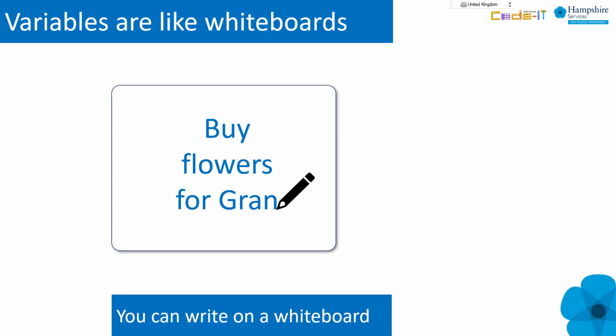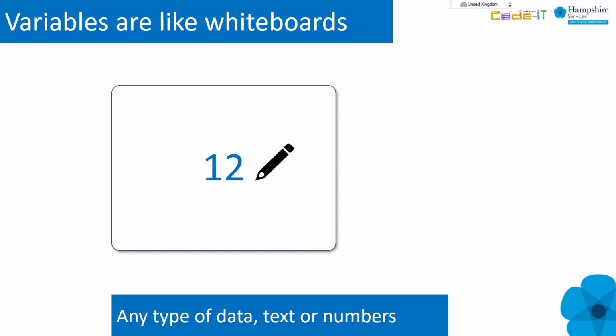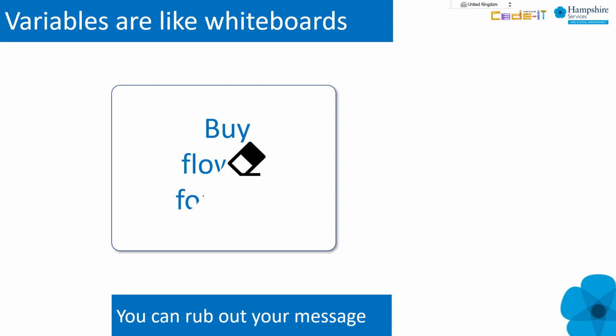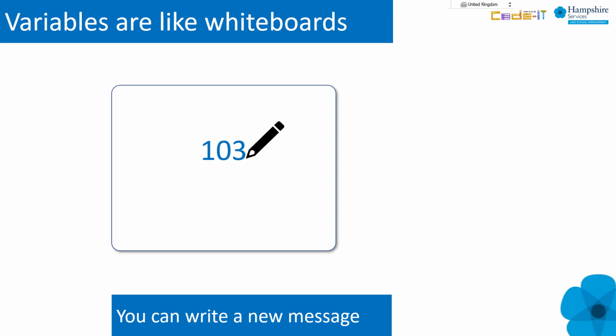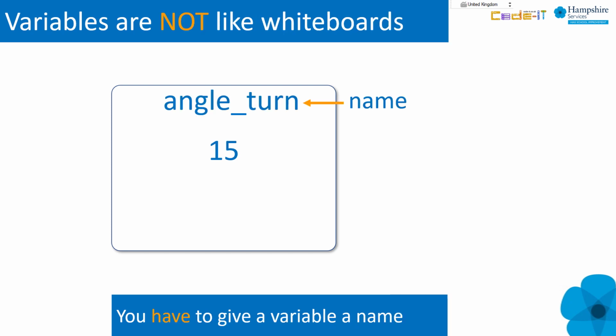The most useful variable analogy is that of a whiteboard. You can write data onto a whiteboard. It can be any type of data, number, text. You can remove this data by rubbing it out. We can do the same thing with our digital variables, deleting the value of the variable. We can write a new message onto a whiteboard and we can assign new data to a variable.